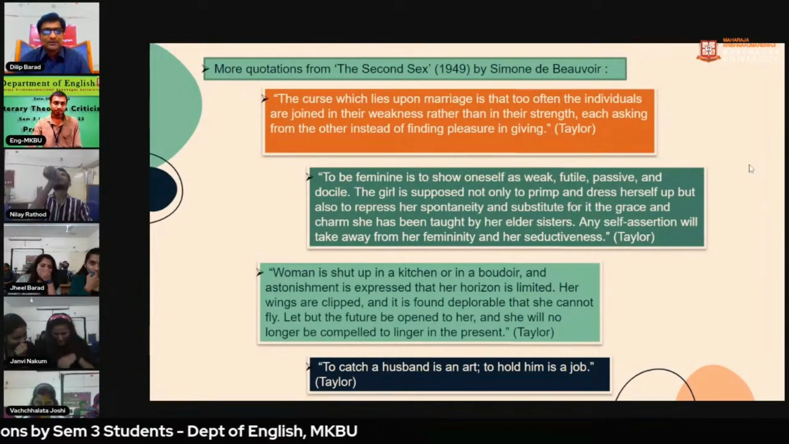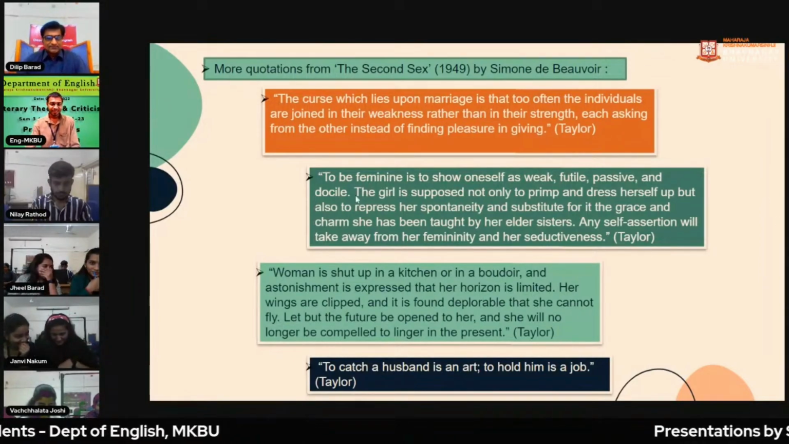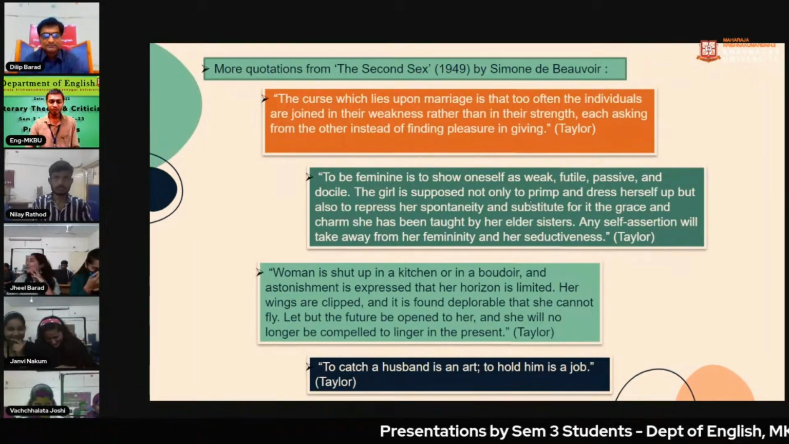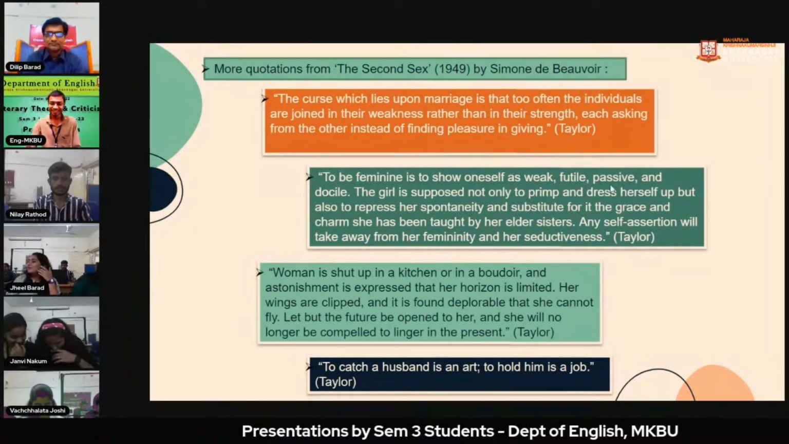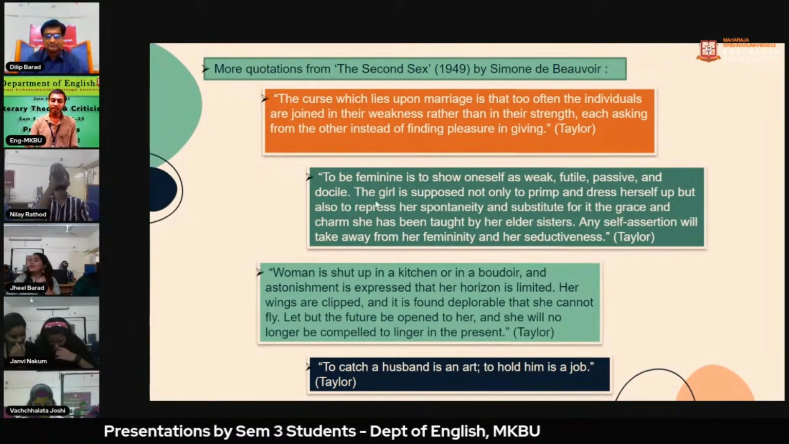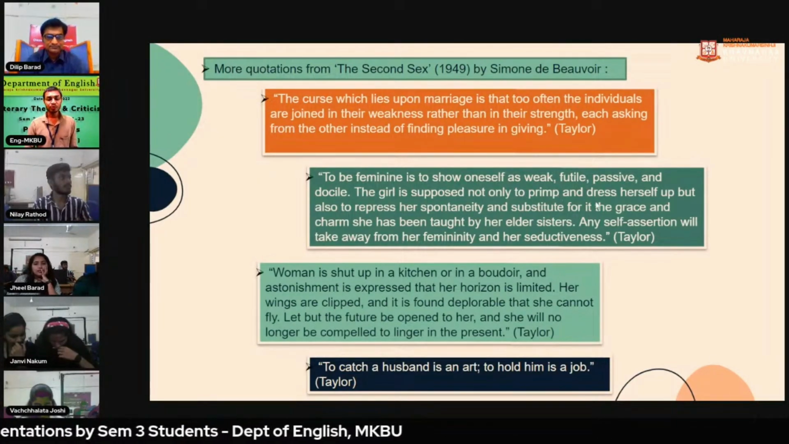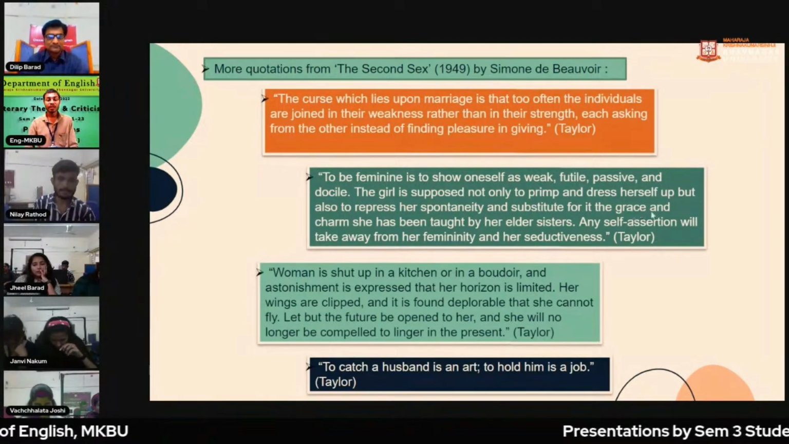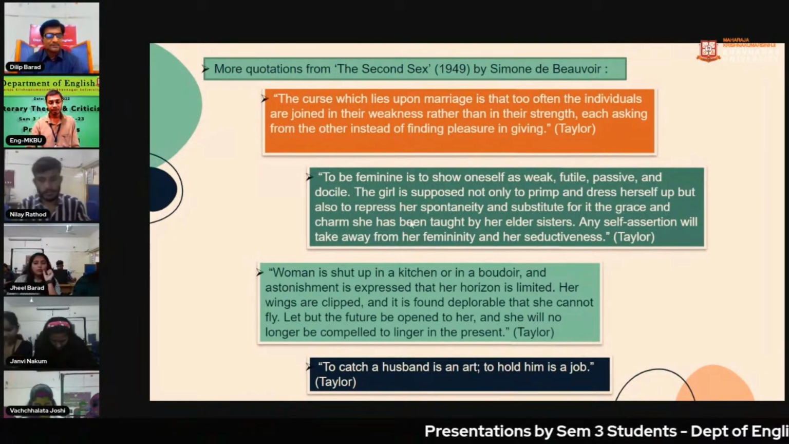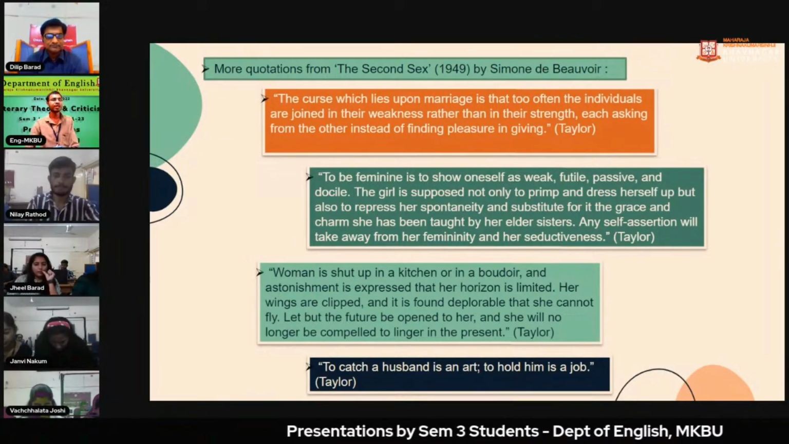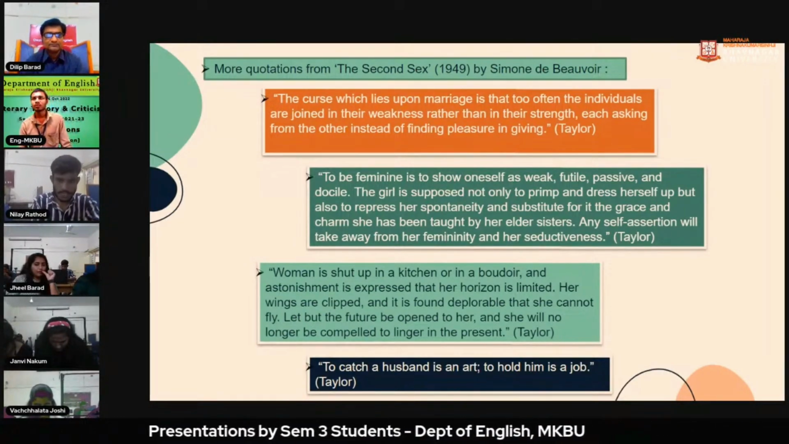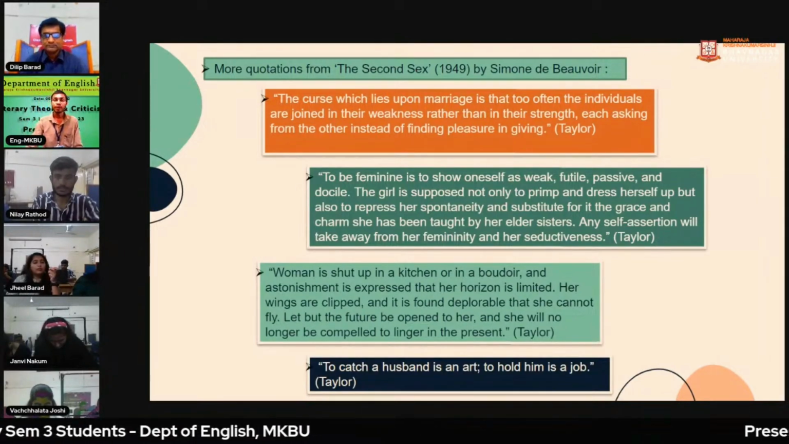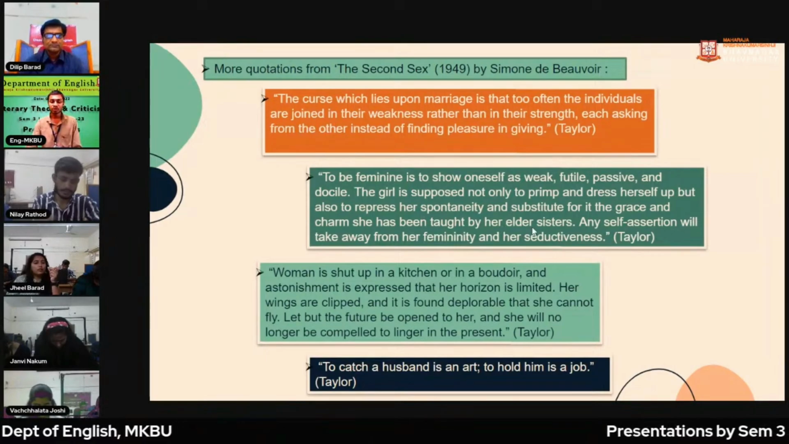So here we were referring to this: to be feminine is to show oneself as weak, futile, passive, and docile. The girl is supposed not only to primp and dress herself up, but also to repress her spontaneity and substitute for it the grace and charms she has been taught by her elder sister. We were referring to women who have a patriarchal mentality, and the elder sisters are referred to them.